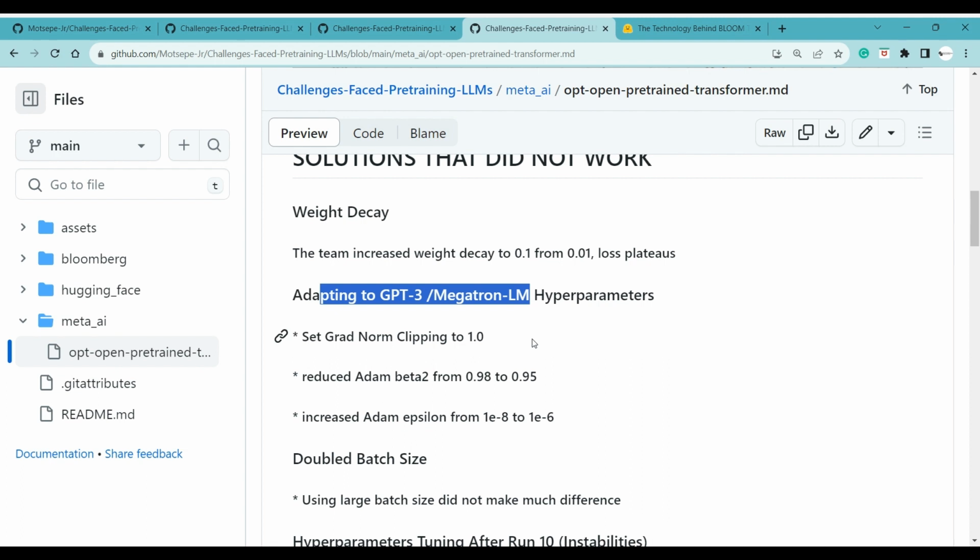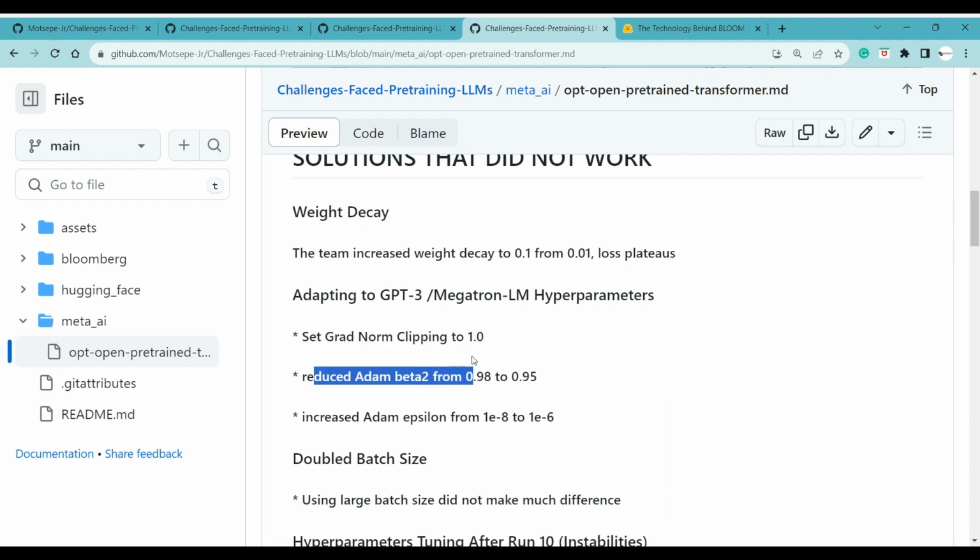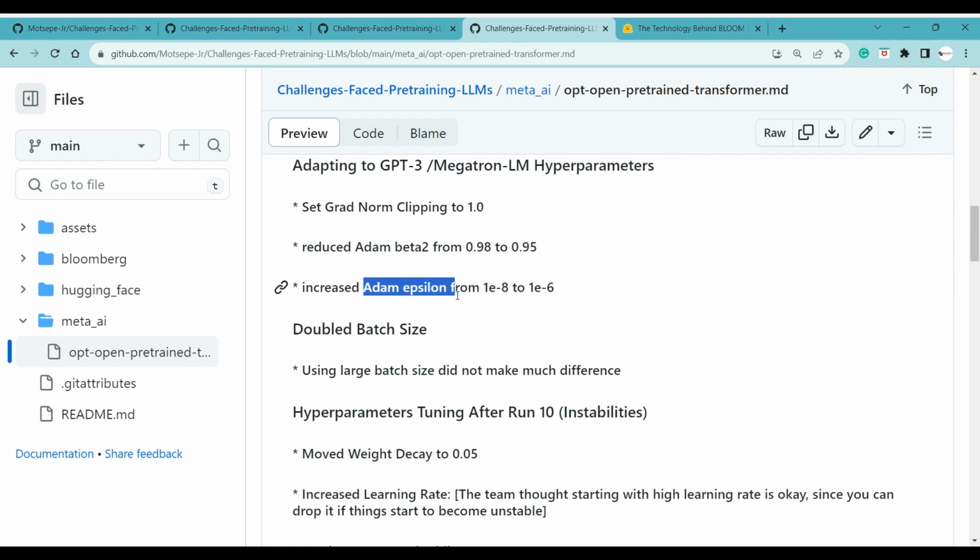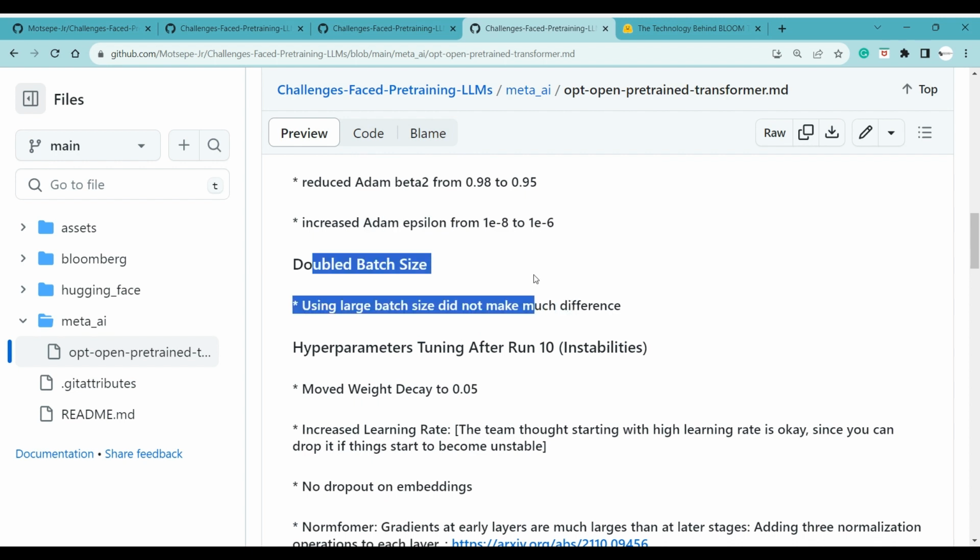To train the OPT, what they did was set the grad norm clip to 1, and they reduced the Adam beta 2 from 0.98 to 0.95. They increased the Adam epsilon from 1e-8 to 1e-6. They also doubled the batch size. They realized that using a large batch size did not make much of a difference. Maybe it could have been the same situation as with Hugging Face, in that it enabled a large learning rate so that your loss could decrease repeatedly, but in this case, they said that it did not help at all.